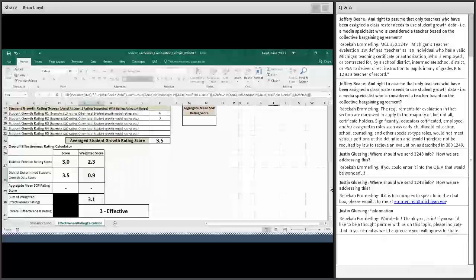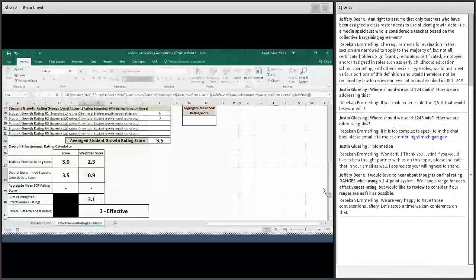There's a lot of different ways that it could be factored into the determination of the overall effectiveness rating. So there isn't one way. There wouldn't be one way, and it would really be a determination district by district, depending on the needs of the district and the relationships between teachers, administrators, and priorities of the districts.